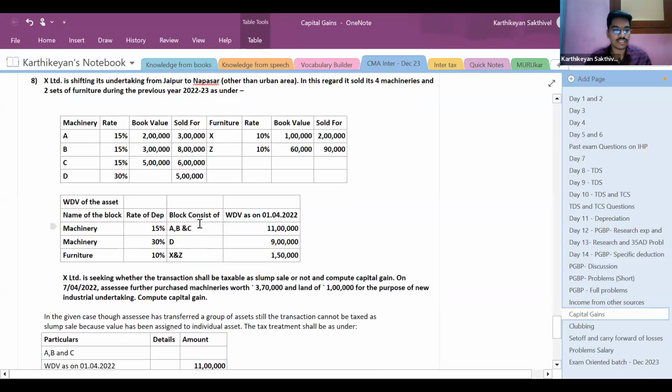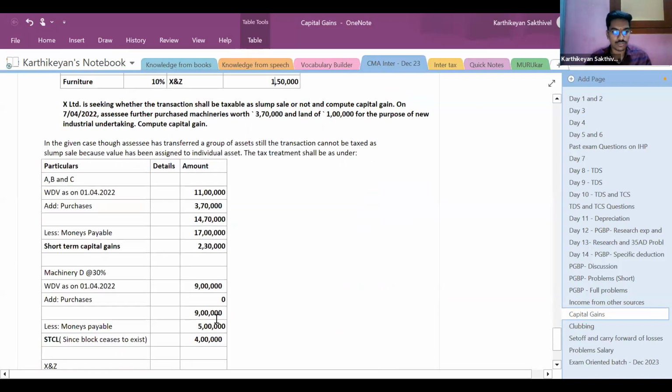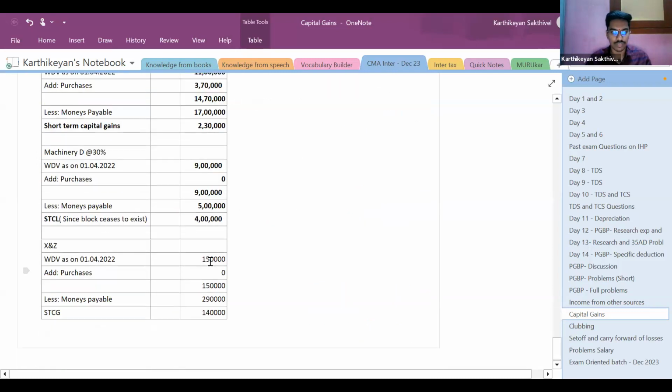Okay, well. Next, the third one, the X and Z. So the WDV is 1,50,000. There are no purchases. It is sold for 2,90,000 and short-term capital gains is 1,40,000.